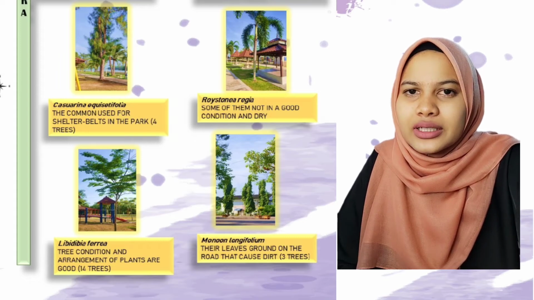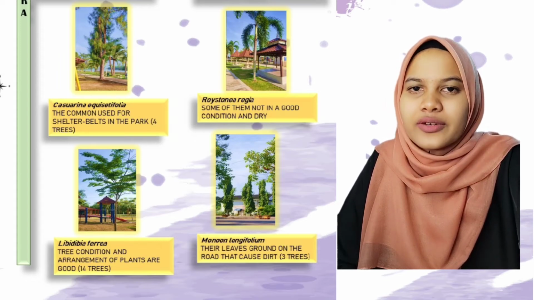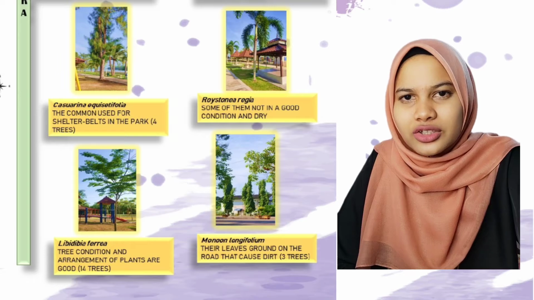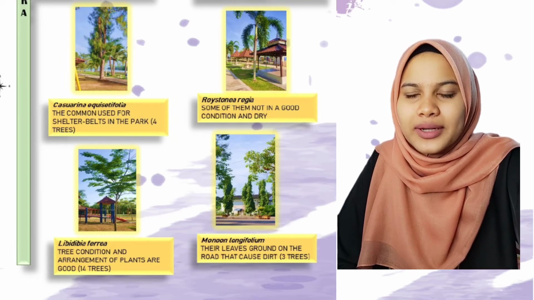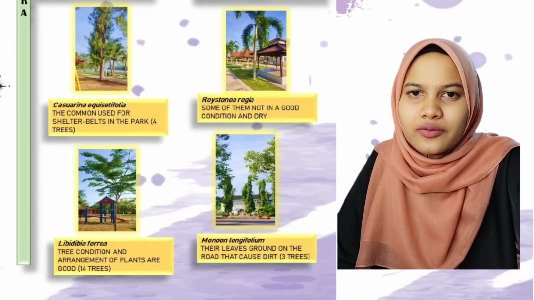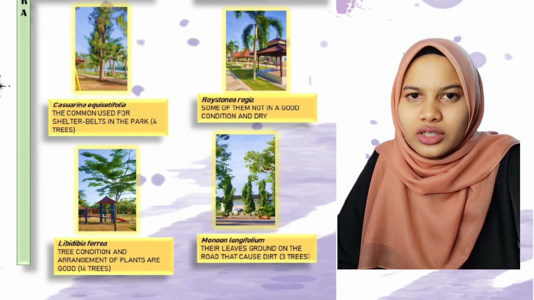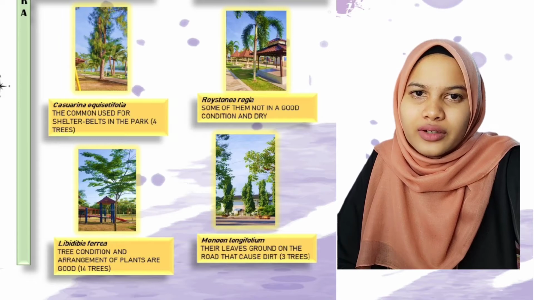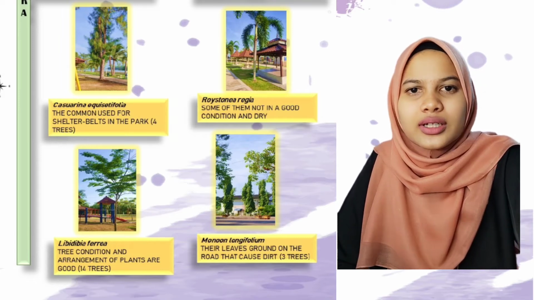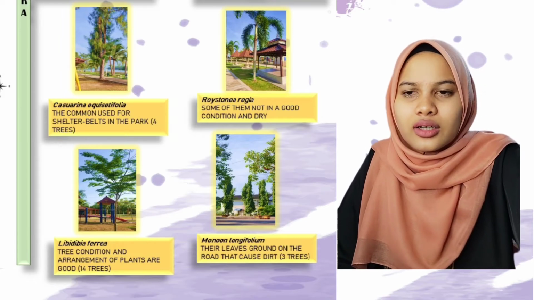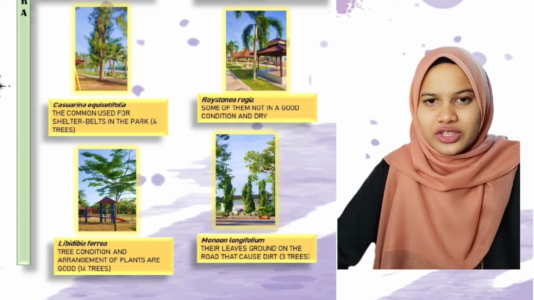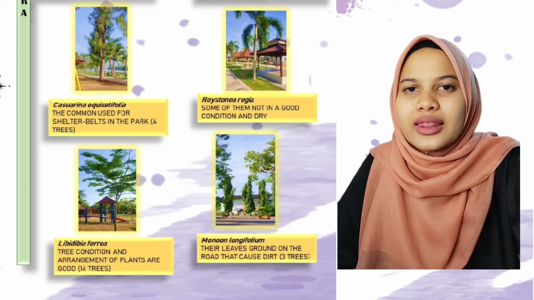Next is Libidibia ferrea. The tree condition and arrangement of plants are good. There are 14 trees. The last one is Monoon longifolium. There are leaves on the ground and on the roads that cause dirt. There are 3 trees at the park.